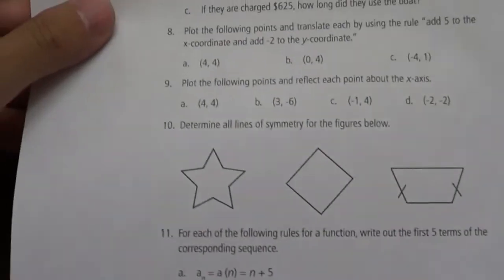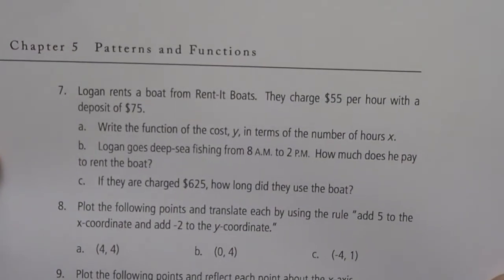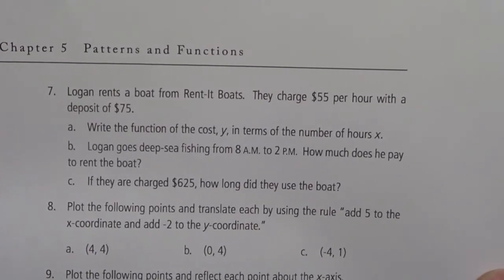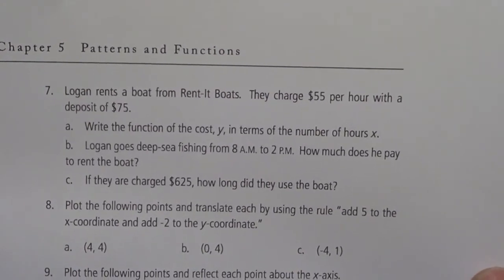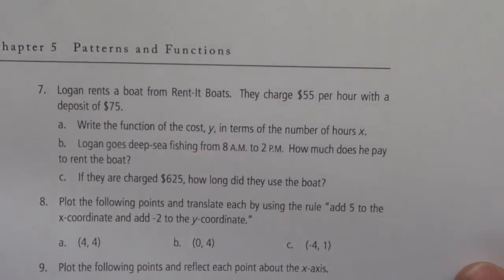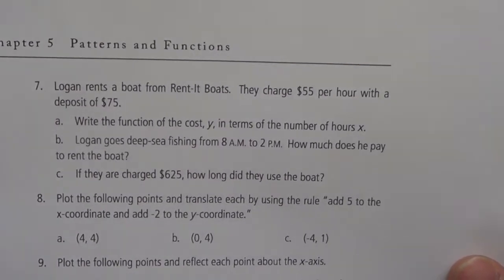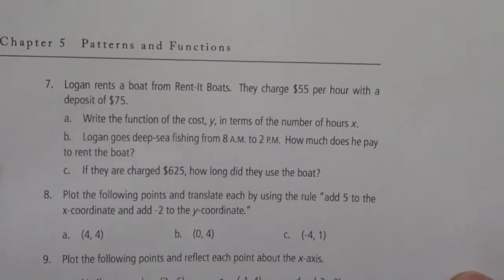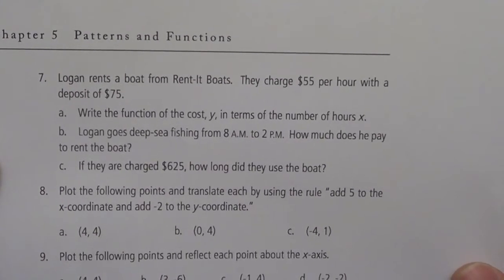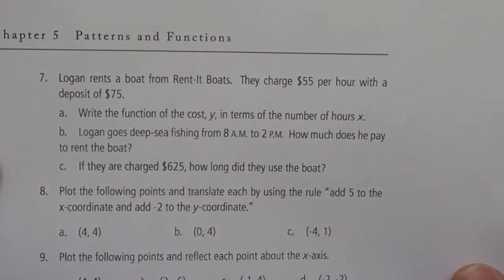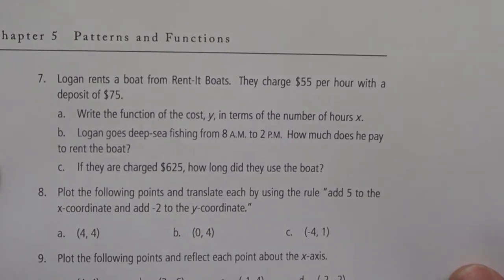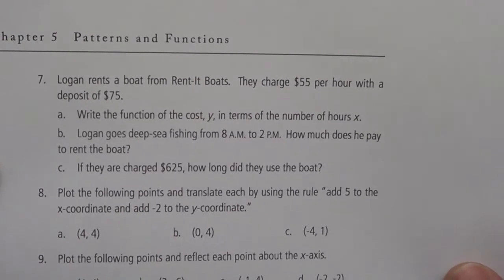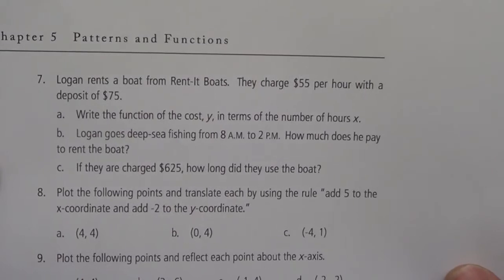Okay, number 7. Logan rents a boat. They charge $55 per hour with a deposit of $75. Okay, so the $55 is the variable cost. It means it will change depending on how long you rent the boat for. And the deposit is the fixed cost. That's going to happen no matter how long you rent it. So you rent it for 1 hour, you're still going to need to pay the deposit of $75. You rent it for 10 hours, it's still going to be $75.